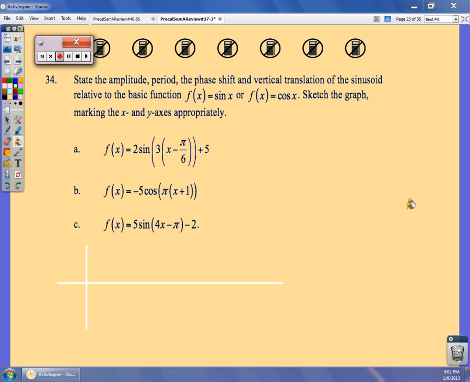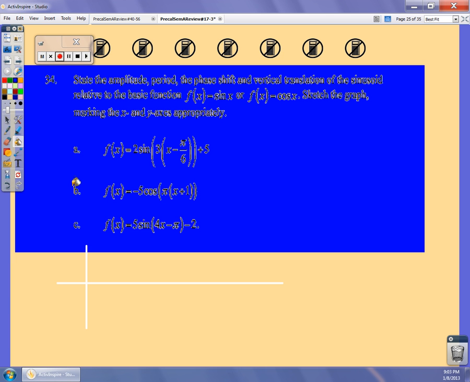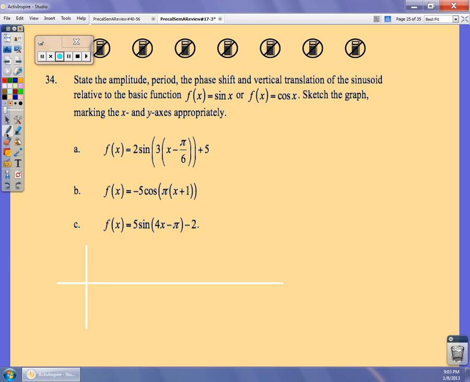On 34, we're asked to state the amplitude, period, phase shift, and vertical translation of the sinusoid relative to the basic function f of x equals sine of x or f of x equals cosine x. Then we're going to sketch the graph. For the first one, just to make this a little bit easier, we are now ignoring B and C. We are just working on function A.